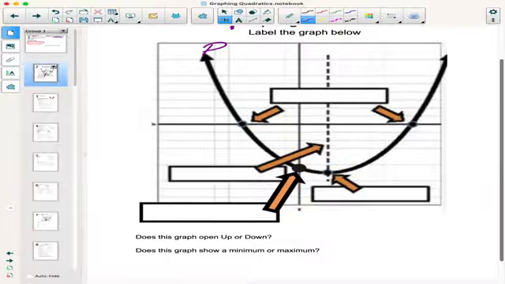This curve is called a parabola. Parabola, if you will, but parabola is how I pronounce it. So that's just what it's called, okay? A quadratic equation gives us a parabola. The quadratic is the equation. The parabola is the shape or the curve.